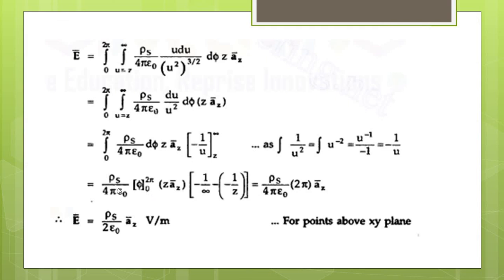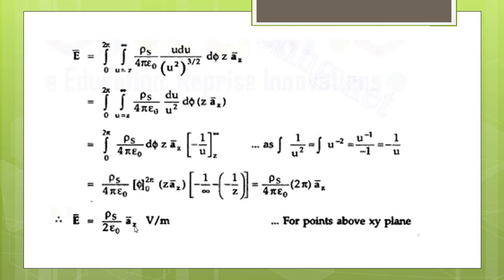Then we get this term rho s by 4 pi epsilon naught. Integral of d phi is phi. Limits are 0 to 2 pi, z az. Then apply the upper and lower limits for the second integral. We get rho s by 4 pi epsilon naught into 2 pi into az. So here 2 pi and here this pi also gets cancelled. Here 2 is left in the denominator. Therefore E is equal to rho s by 2 epsilon naught into az volts per meter.